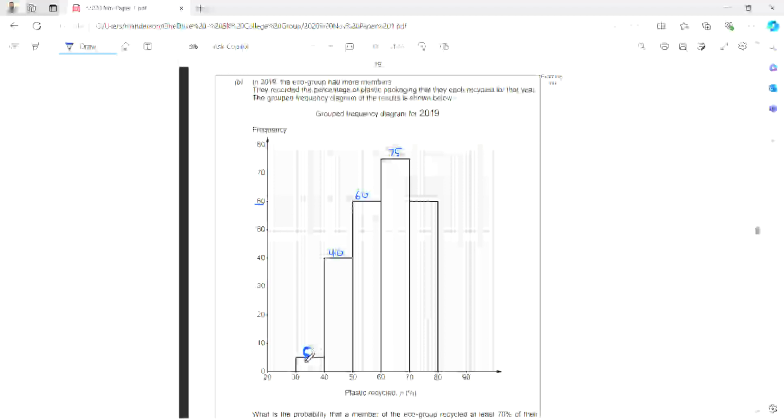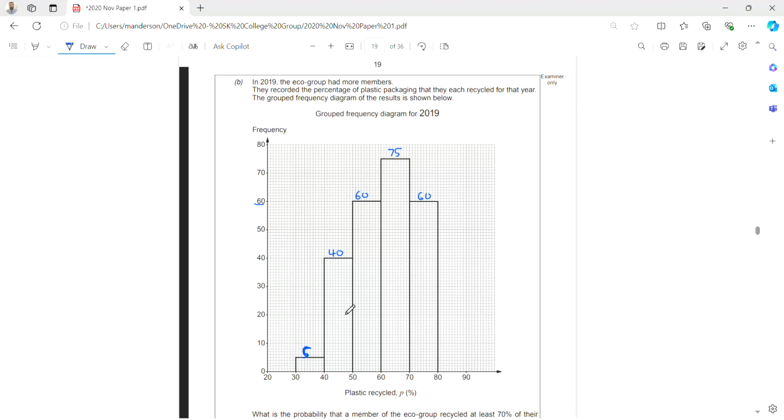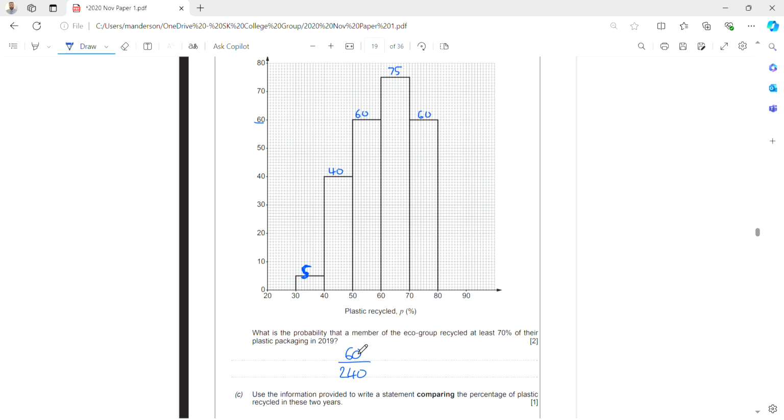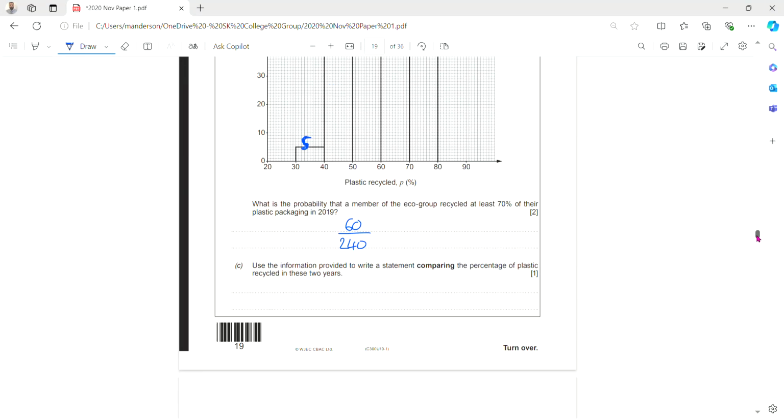That's 5. And between 70 and 80 we had 60. So we're going to add up our 5, 40, 60, 75 and 60, and we have 240 members. So the probability that the person selected is 60 out of 240. Anytime we're working out probability, what we want to find is one of these 60 people out of how many people are there in total, and there are 240 people in total.